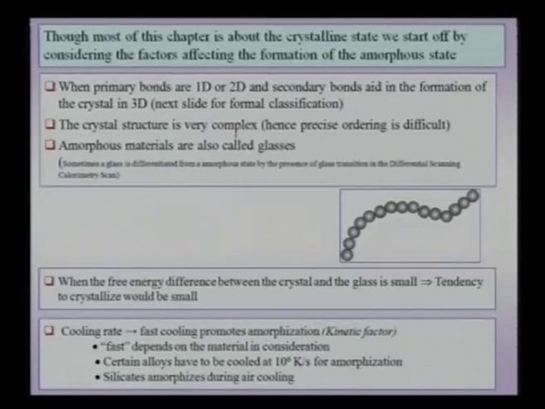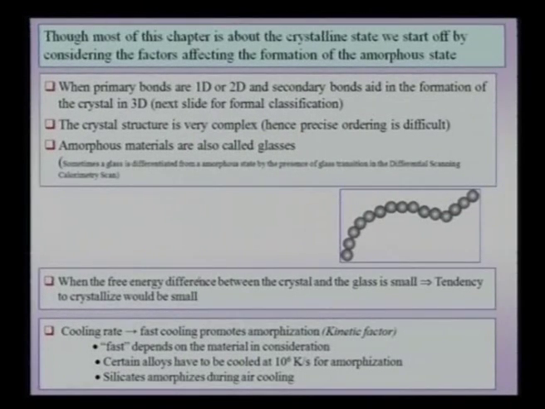These amorphous materials, as I sometimes mentioned, are also called glasses, and the distinction is often made by the presence of a glass transition. In some materials there is a distinct glass transition which can be observed in a differential scanning calorimetry scan, while in others you wouldn't see this distinct glass transition, because crystallization takes place before the glass transition can take place. When the free energy difference between the crystal and the glass is small, the tendency to crystallize would be small. There are kinetic factors which promote the formation of glasses.